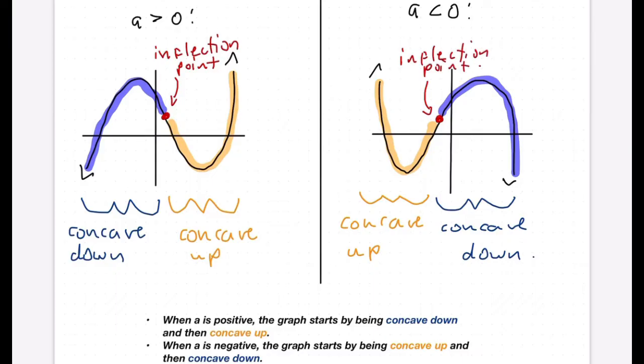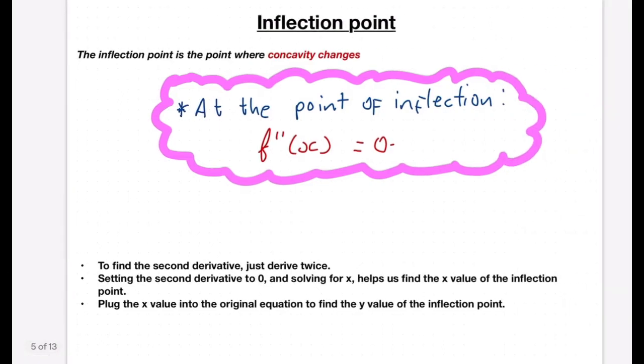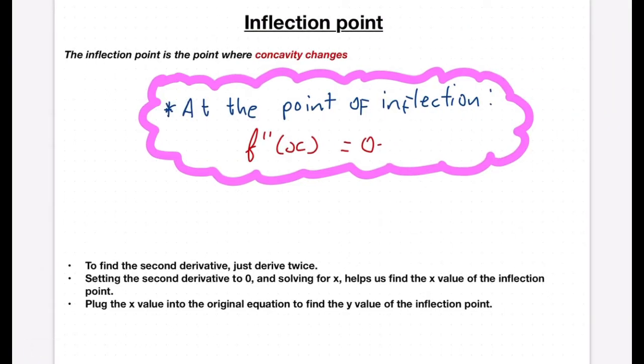How do we find the inflection point of a cubic graph? Well, you have to note the following, that at the inflection point, the second derivative is equal to 0. So at the inflection point, the point where concavity changes, in other words, where the graph stops being concave down and starts being concave up, or the other way around, that's the point of inflection. It's the point where concavity changes. And at that point of inflection, the second derivative is equal to 0.